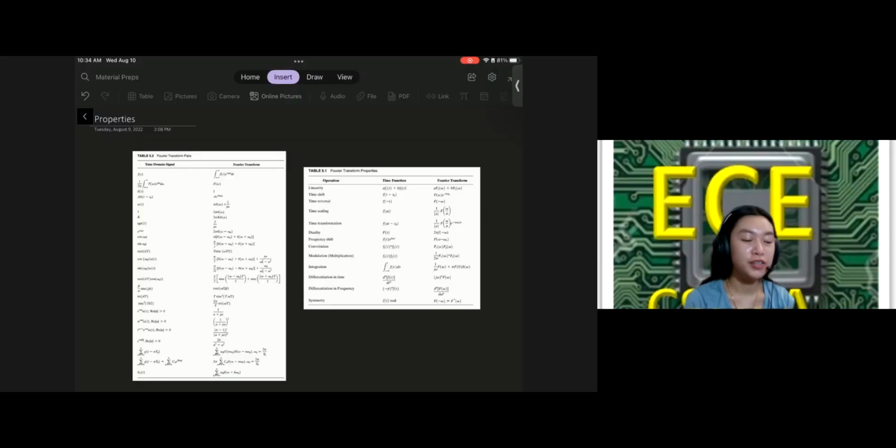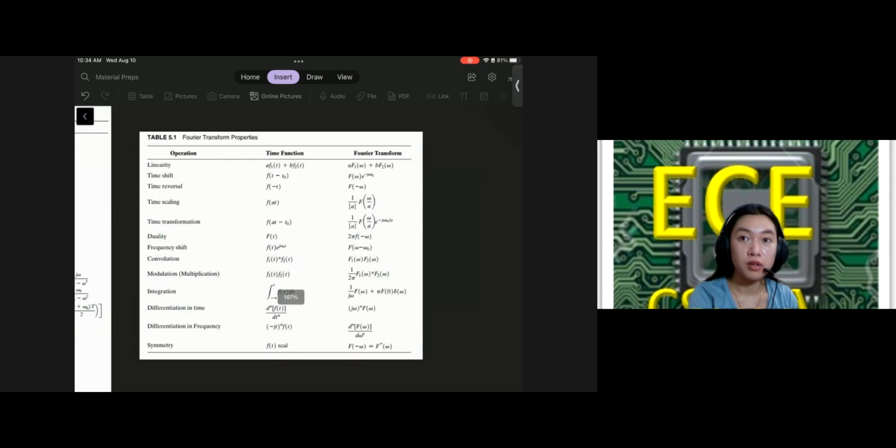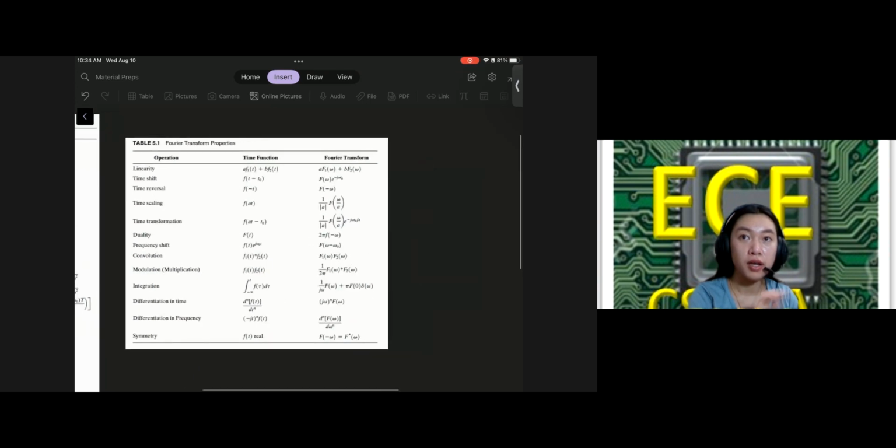Hi everyone. In this video, I'm going to talk about the Fourier transform's properties. I have two tables here. Let's look at this one first. This table lists all the properties of the Fourier transform.